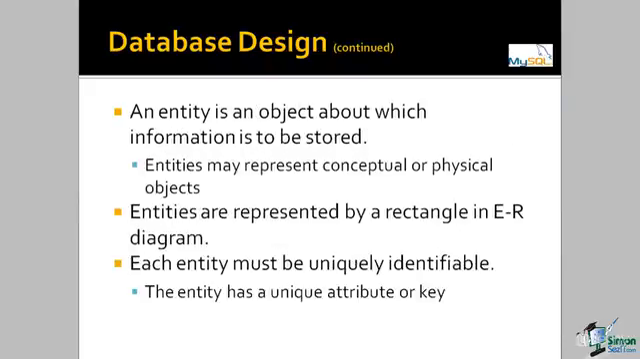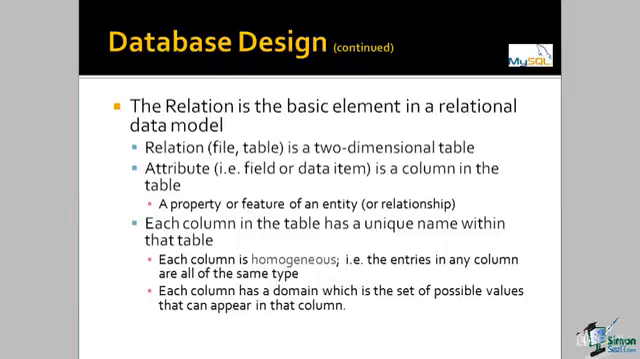When we look at the ER diagram, we're going to see that there are entities, and these entities are represented by a rectangle, and the rectangle has a name, and within that rectangle are listed the attributes of that entity. The entity may represent something physical, like a person or a product, but it may also represent something conceptual. The important thing to remember about an entity is that every entity must be uniquely identifiable. That is, it must have a unique attribute or set of attributes to be used as a key to identify that entity.